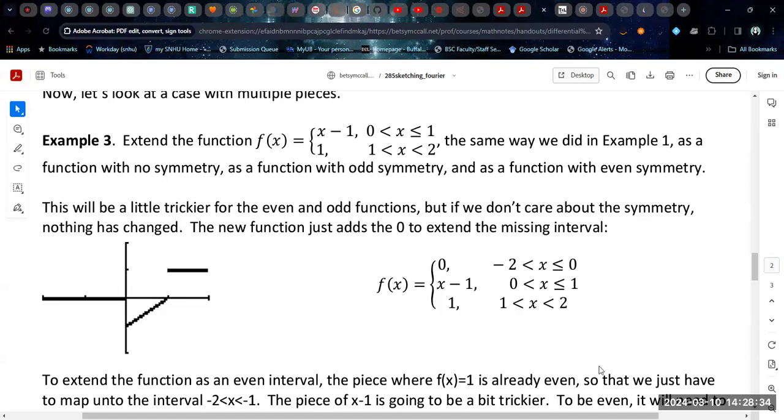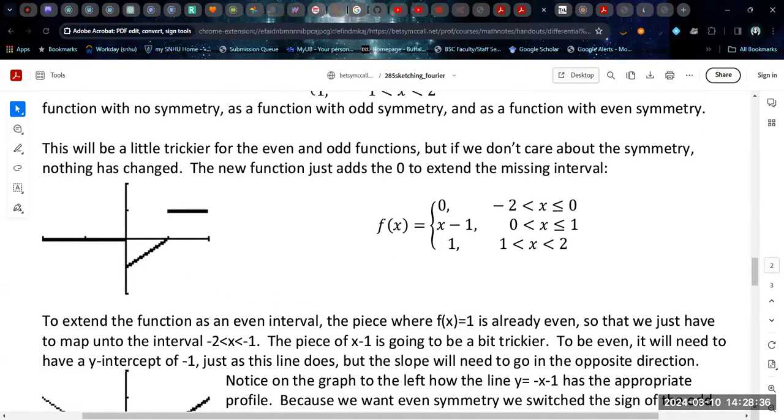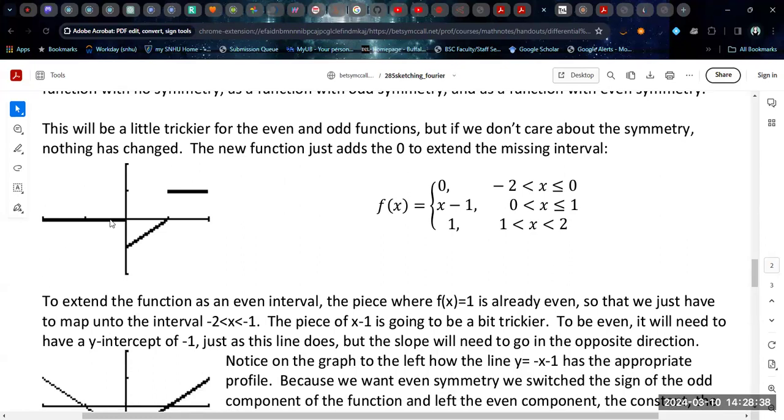Now, this has no symmetry. When you go and do the integration, the 0 will cancel out, but you'll have two pieces for the 0 to 2 section, and then you will have to do both sine and cosine, because the Fourier series will try to replicate this, and since it has no symmetry, it will need both odd and even functions in order to produce this. So another option that we could use is to try to make the graph even.